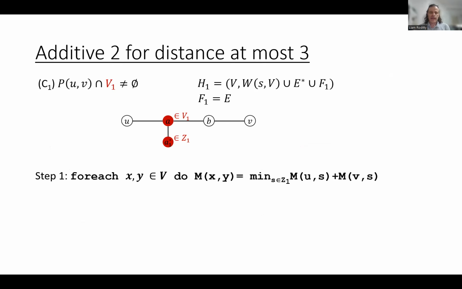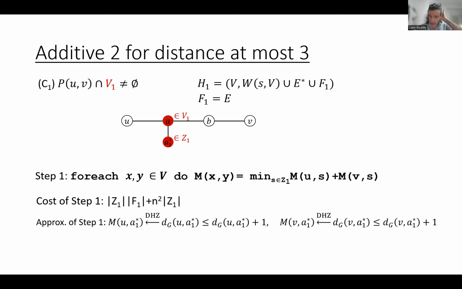And what we do in our algorithm, we just improve for every pair of vertices the estimation that we have by going on all pair of vertices and improving through the vertex set of Z1. The cost of that is n squared times z1, and obviously the cost from Dor-Halperin and Zwick that we put here as well. The approximation is as follows.